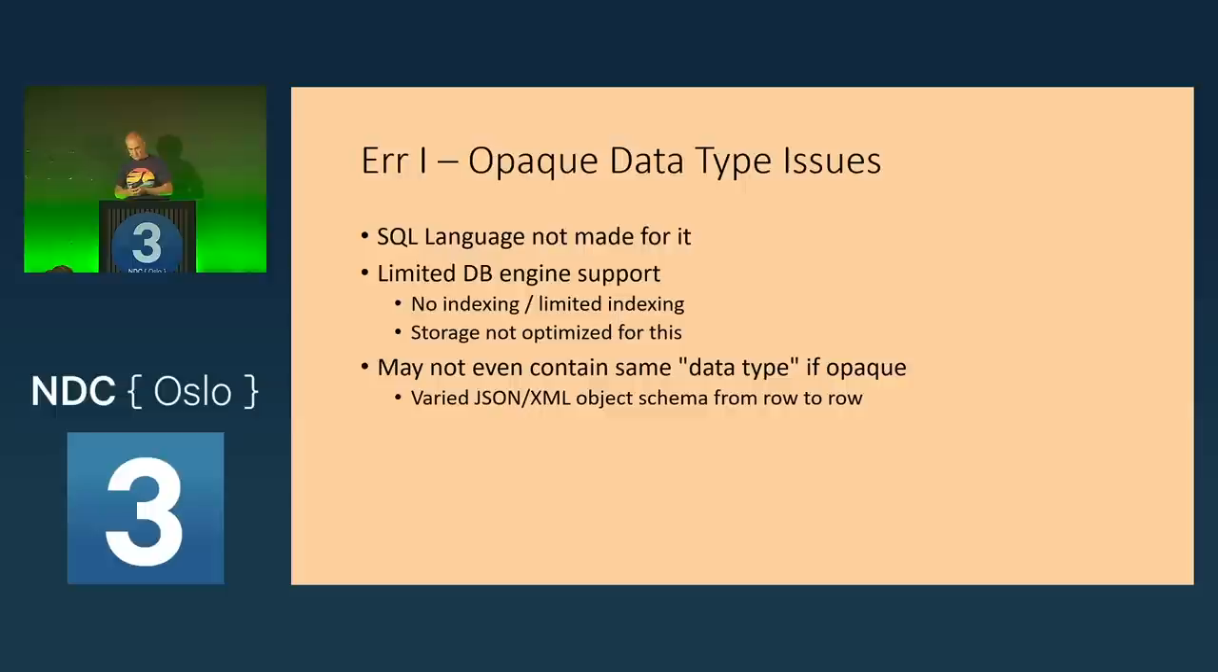How do we fix opaque data types? I think I talked about the opaque data type issues.